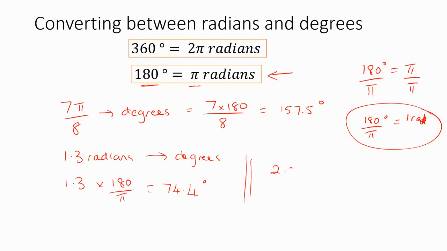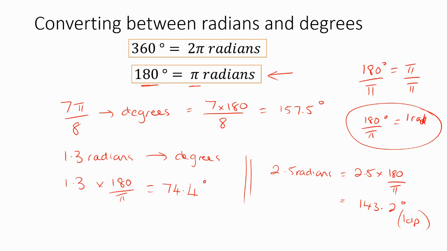If I've got 2.5 radians, and I want to change that to degrees, well, 2.5 times what 1 radian is in degrees, which is 180 divided by pi. If I put that through my calculator, 2.5 times 180 divided by pi, that gives me 143.2 degrees to 1 dp.